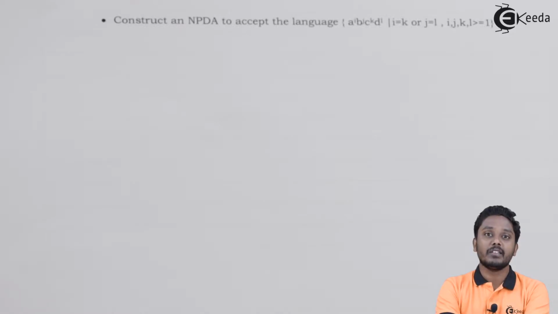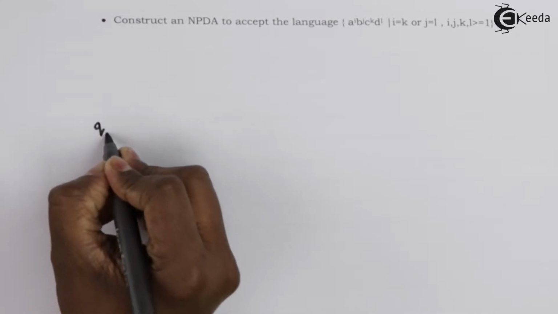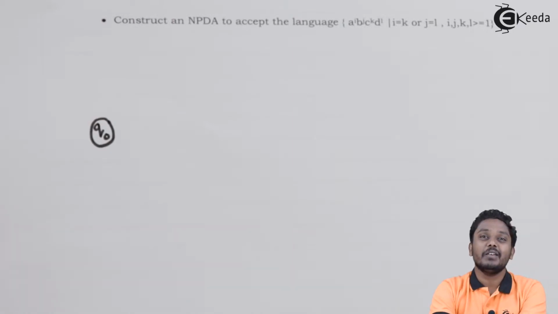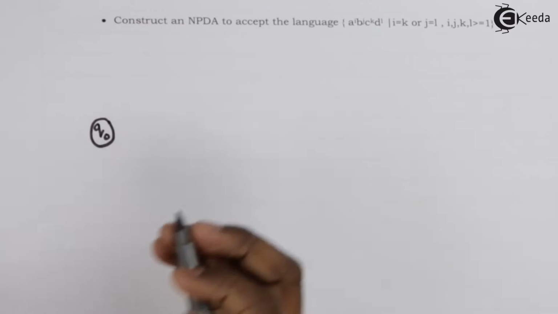Taking up Q0 as the initial state, we will have two branches, one for the comparison of A and C, other for the comparison of B and D. First, let us do the comparison of A and C. Let us start with the construction of the first branch.